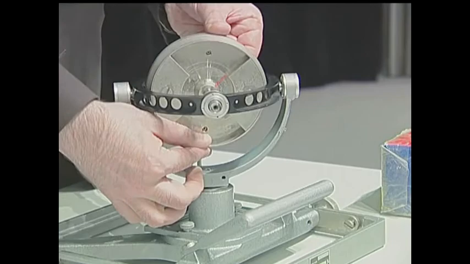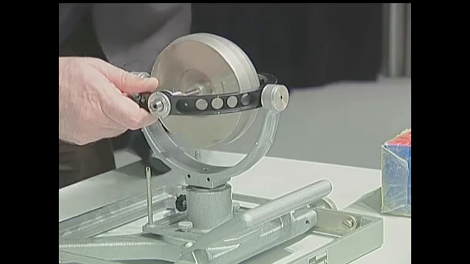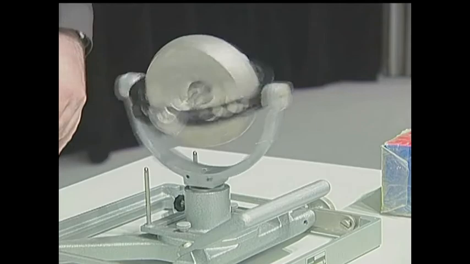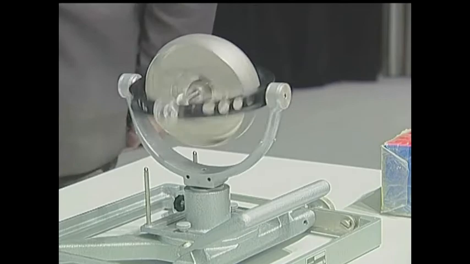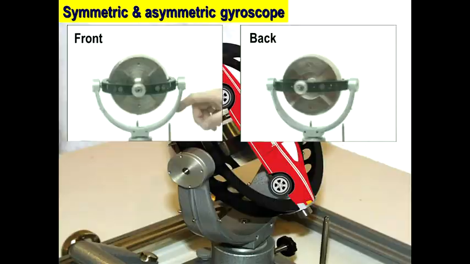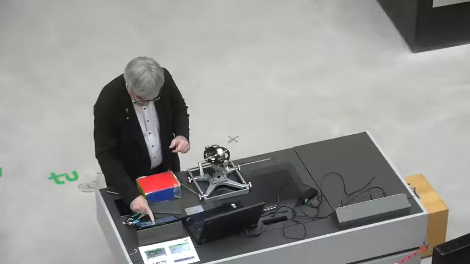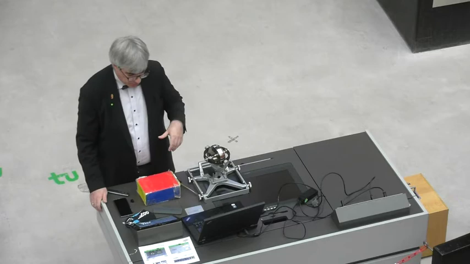You can see that the masses are homogeneously distributed, and now I'm going to spin the gyroscope, then it is spinning. And when I make a very small hit, then it is still stable spinning. It is stable spinning. So you have to memorize this experiment now, and we will do this experiment a second time.